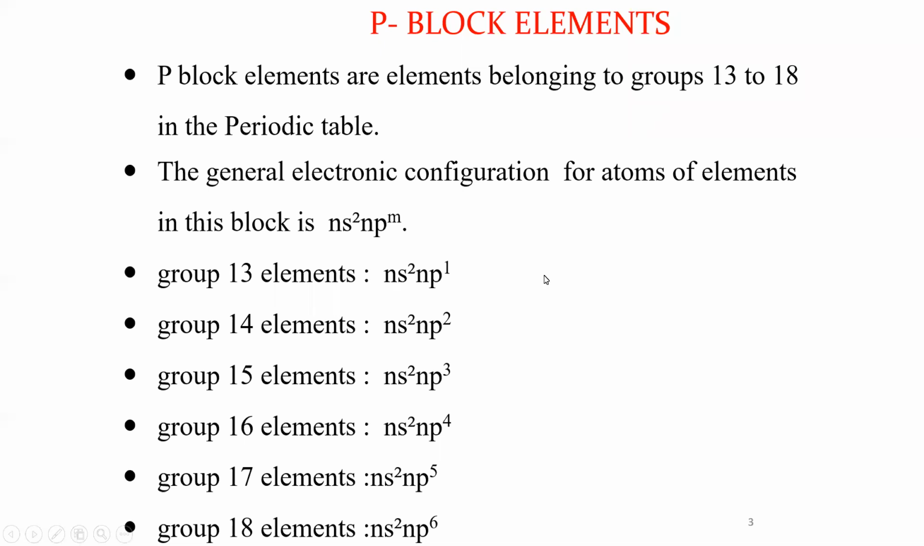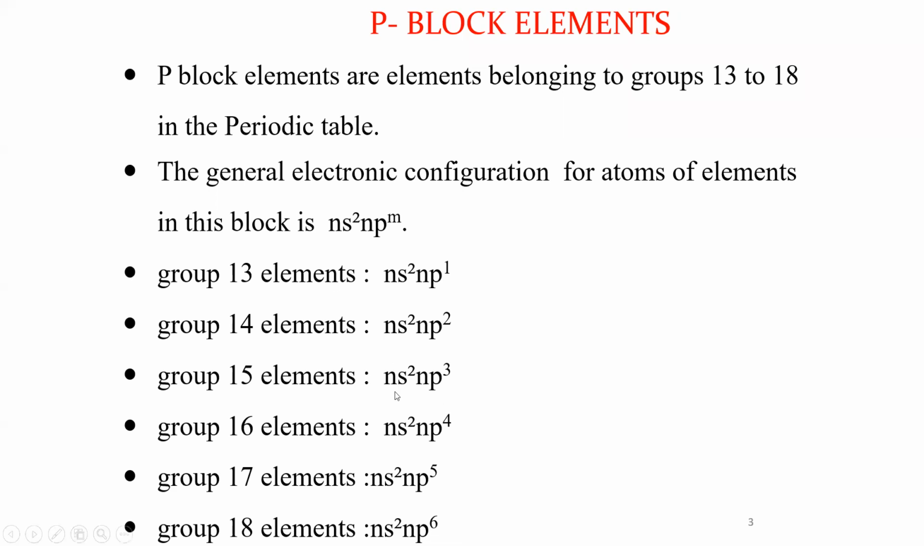And for the electronic configuration, we have the valence electron in the p orbital, just like in the S element, we have their valence electron in the s orbital. For the p block element, we have their valence electron in the p orbital. And for group 13, we have just one valence electron. Group 14, we have 2. For group 15, we have 3. So all the way down to 6 electrons in their valence shell, and that is for your group 18.